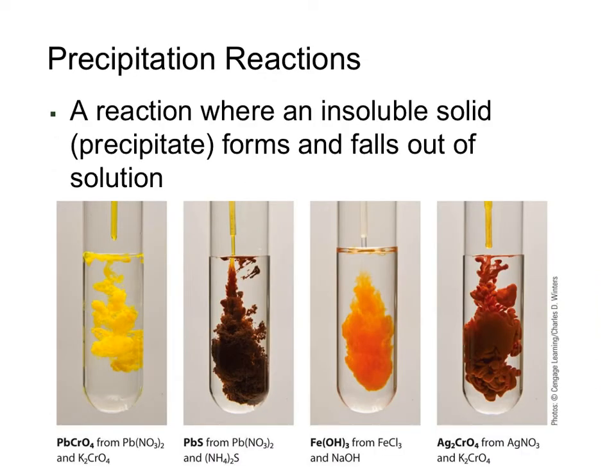Here are just some other examples of some precipitation reactions. Here we have the formation of lead chromate from the reaction of lead nitrate and potassium chromate. Here we have the formation of lead sulfide from the reaction of lead nitrate and ammonium sulfide. Here, iron 3 hydroxide forms from the reaction of iron 3 chloride plus sodium hydroxide. And finally, we see the formation of silver chromate from a reaction of silver nitrate and potassium chromate.